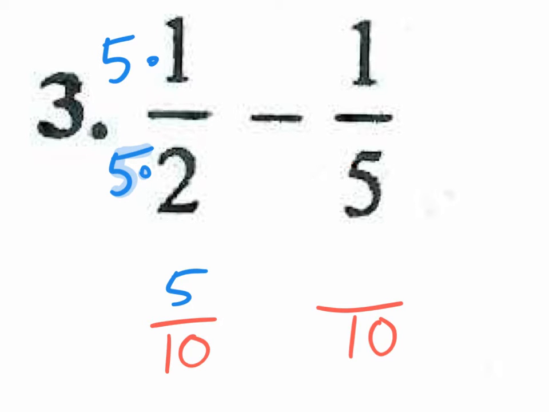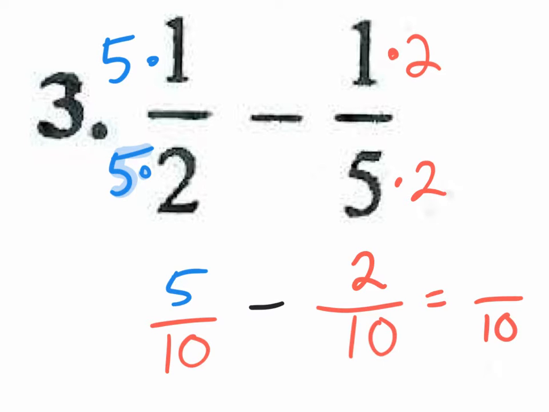Now over here, how do I change the 5 to become a 10? Multiply by 2. So you multiply the top also by 2. So up on top, you end up with 2 over 10. Now it's still a subtraction problem, but now that we have a common denominator, we could write our answer over that common denominator. And what is 5 take away 2? 3. There's your answer, 3/10. Okay?